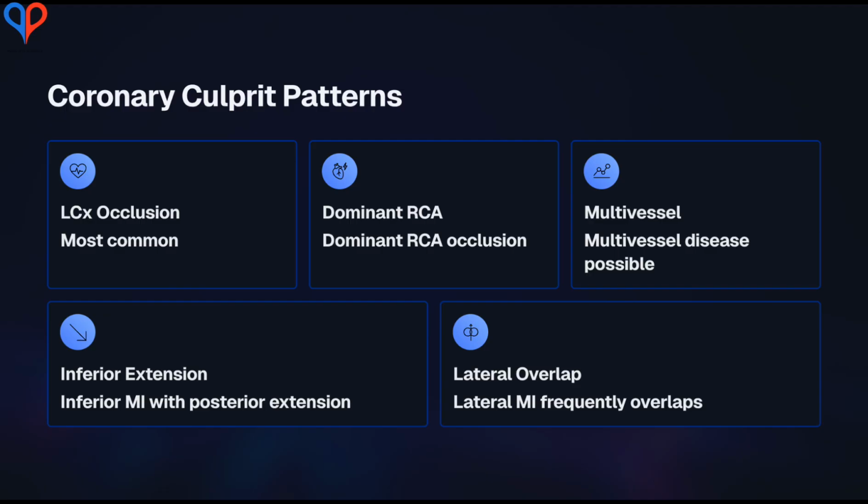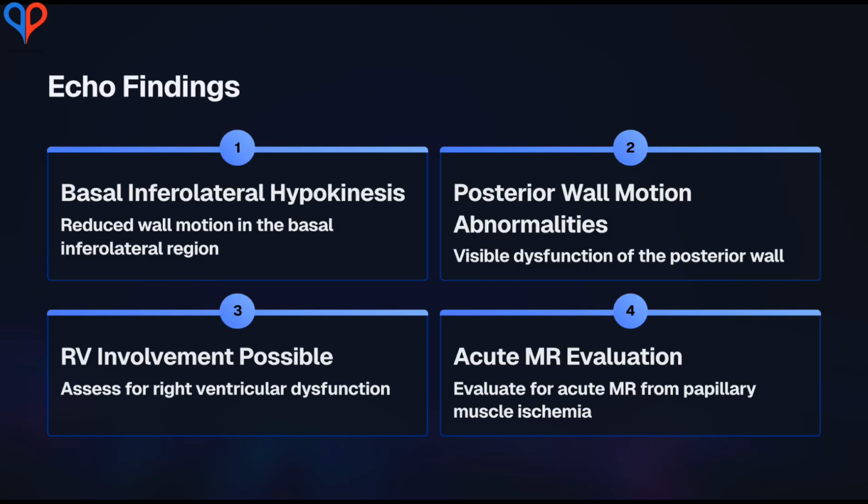A dominant RCA can also cause posterior infarction, and RV involvement should always be considered, particularly if hypotension or bradycardia is present. RV ischemia means nitrates and aggressive diuresis may precipitate profound hypotension. Preload becomes essential. Bedside ultrasound strengthens the diagnosis.